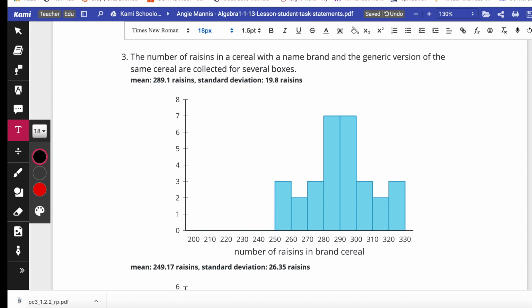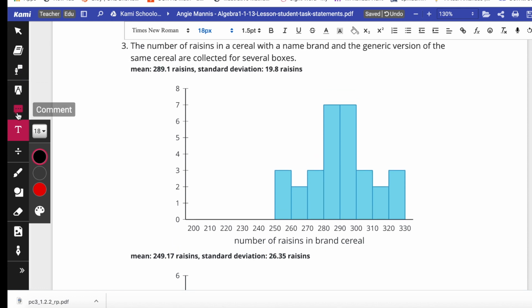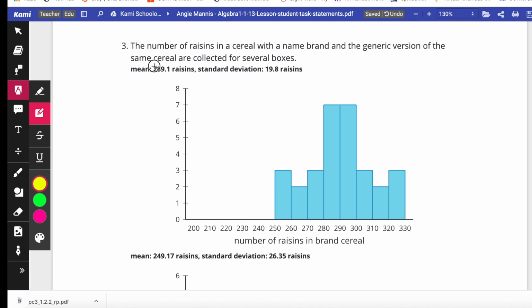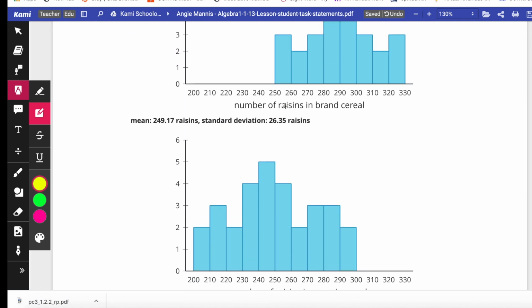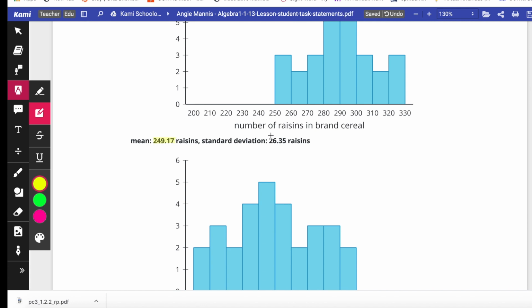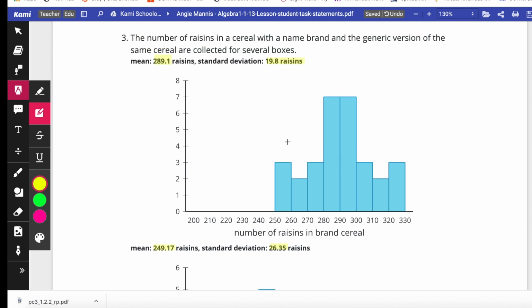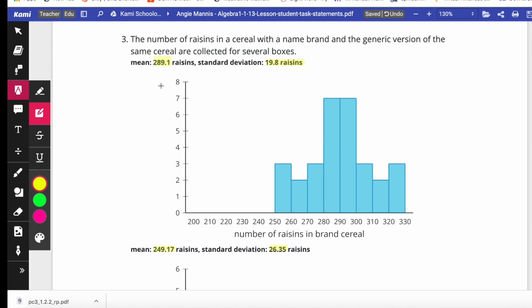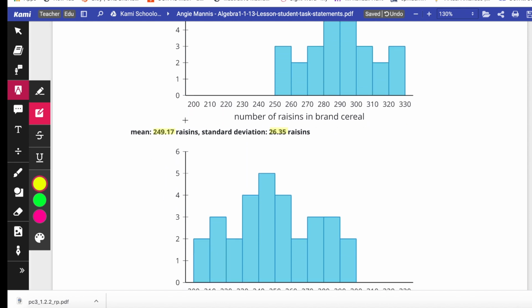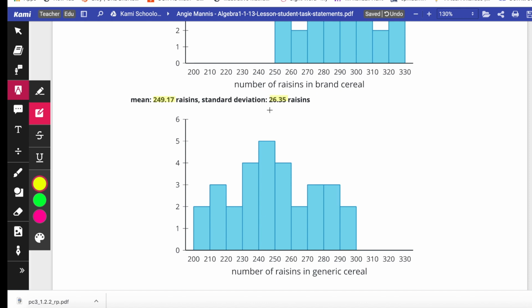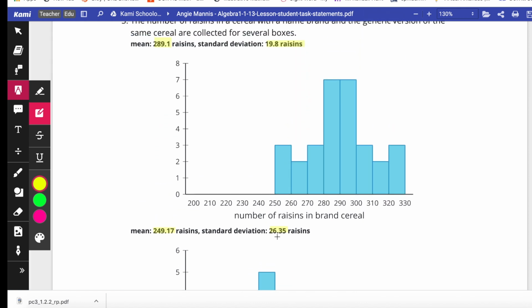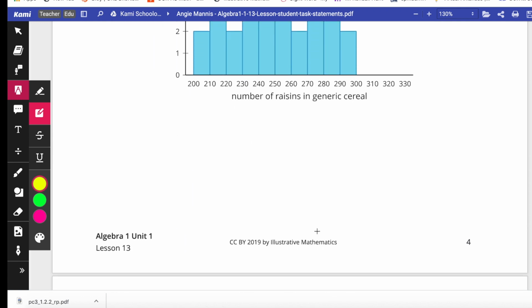The number of raisins in a cereal with a name brand and the generic version of the same cereal are collected for several boxes. So for these, we have our mean, it's 289.1 raisins. Our standard deviation is 19.8 raisins. That's for the name brand cereal. For the generic cereal, there's 249.17 raisins and a standard deviation of 26.35. So looking at those, the mean is higher on the brand cereal and it has a lower standard deviation, so it's more consistent. The mean on the generic is lower and it's not very consistent. With it having a higher standard deviation means it's less consistent than the brand cereal.